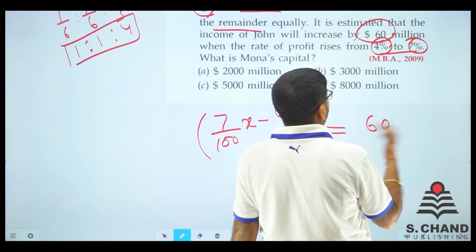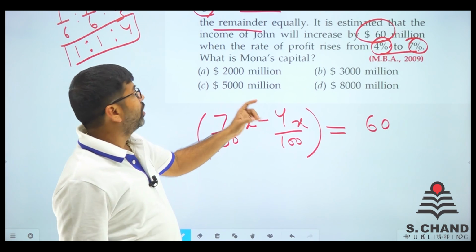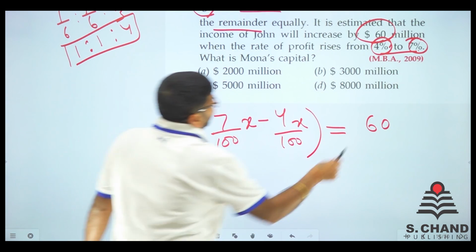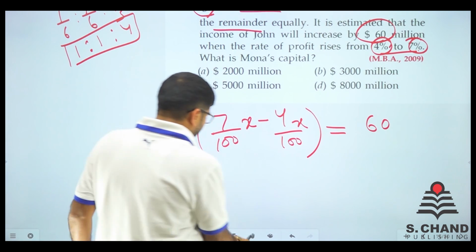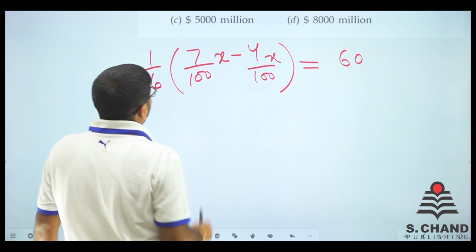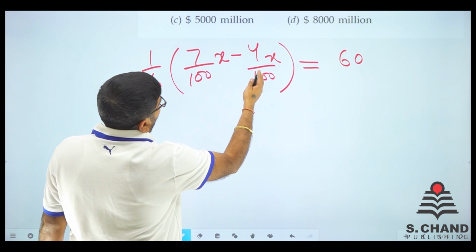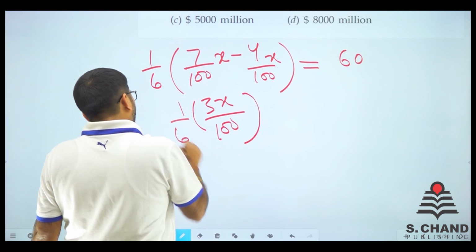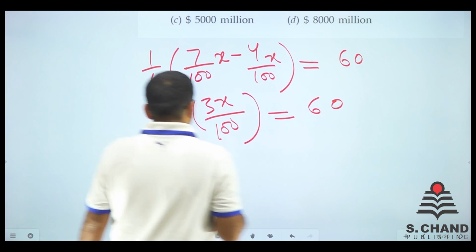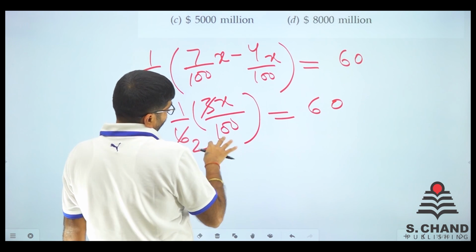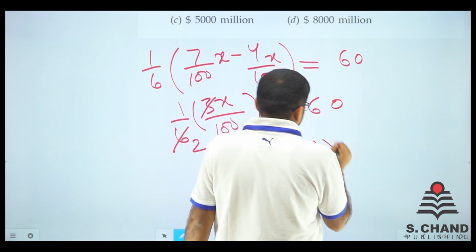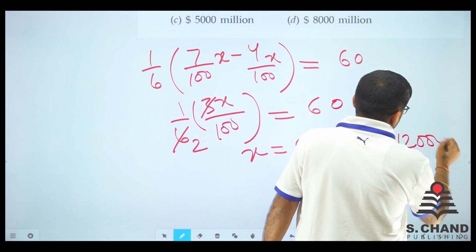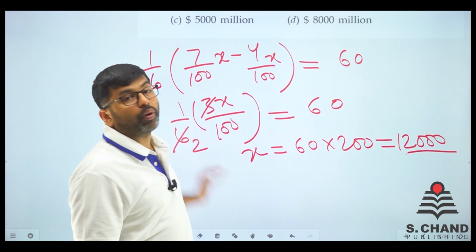So whatever the answer is, it will be in $1 million. And this is for John. So John's portion is 1/6. So 1/6 of the whole thing is 60 million. That is it, right? Okay, great. Now when you do that, 7x minus 4x is 3x. So 3x by 100. When you multiply by 1 by 6, that is 60, right? So 6 into 100 is 600, divided by 3 is 200. So x is equal to 60 into 200. That is what? 12,000. We get 12,000. That is the total profit, right?